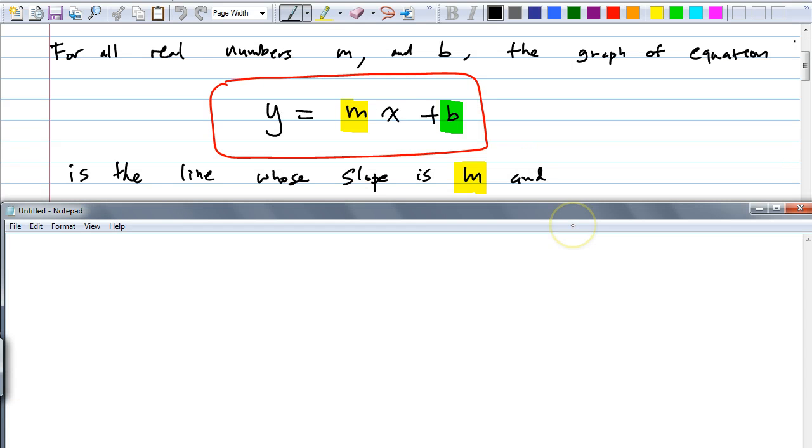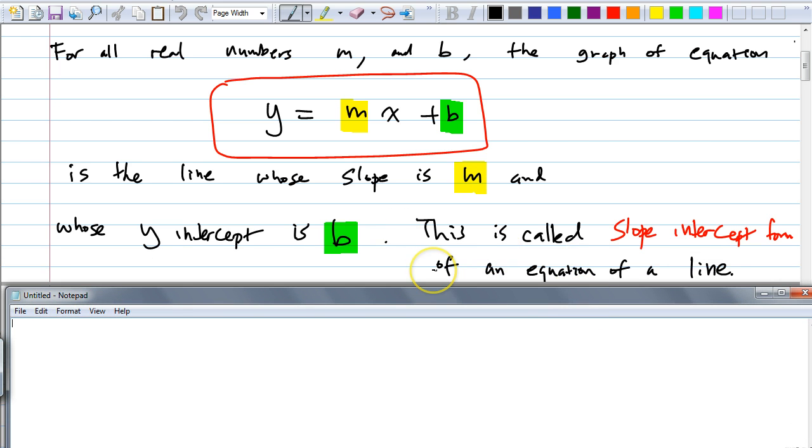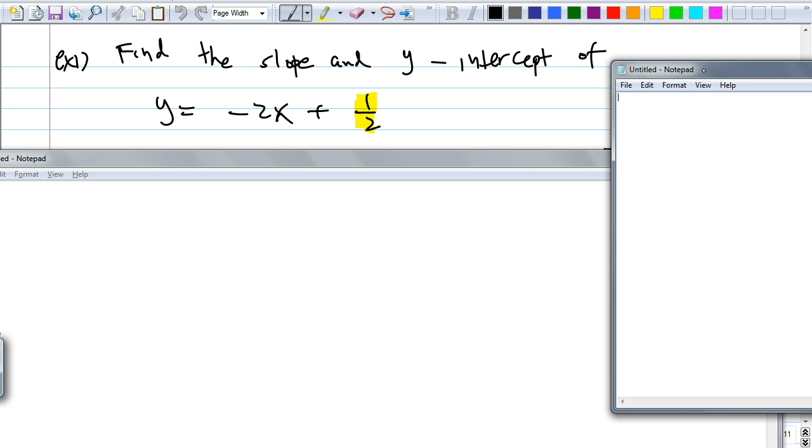Again, m is the slope, b is the y-intercept, and m and b are some real numbers. We already said that this is called slope-intercept form. Any question on this? M and b are some numbers. What about x and y? Those are your variables. There are two variables in this equation, and m and b are some numbers that we're going to get, where m represents the slope and b represents the y-intercept.